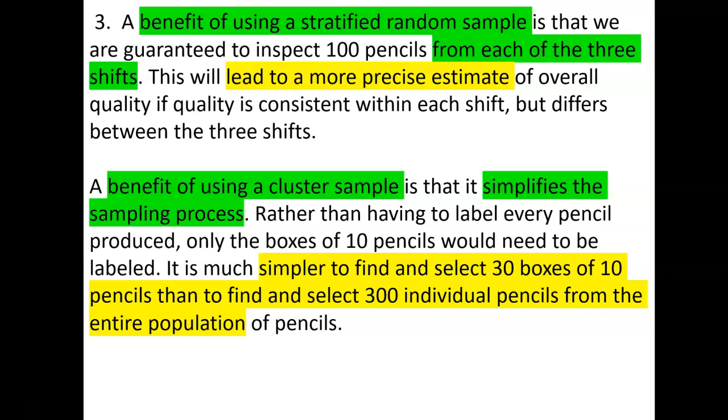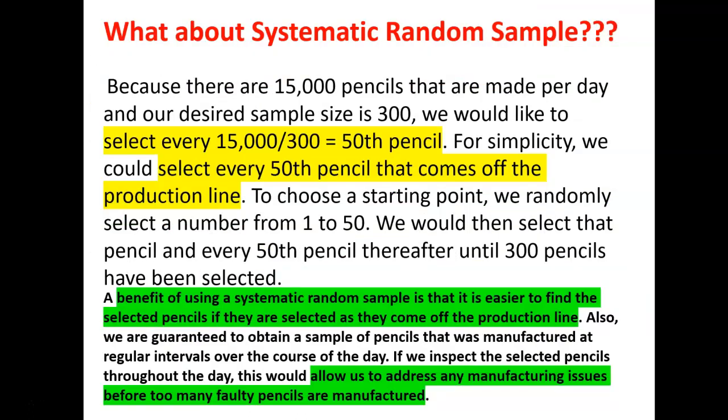So the benefit to using a cluster sample is that it simplifies the sampling process. Like how hard is, well, I don't know. I think it's pretty hard to label all those boxes, but whatever. So it wasn't difficult for us at the end of the day to go pull out 30 boxes of pencils and say, here's our sample. It's much simpler to find 30 boxes at the end of the day than individually selecting 300 individual pencils throughout the day and keeping track of all that. I don't know whose job that is, but it sounds awful.